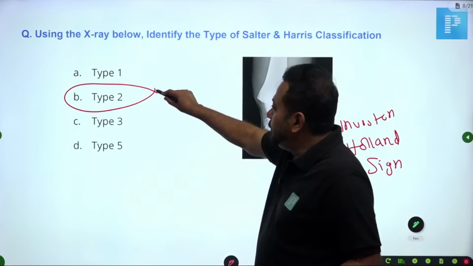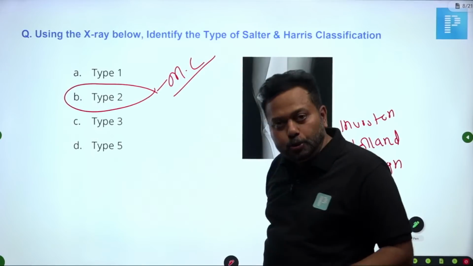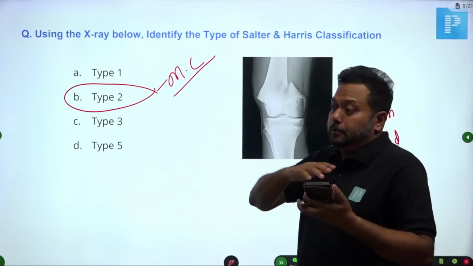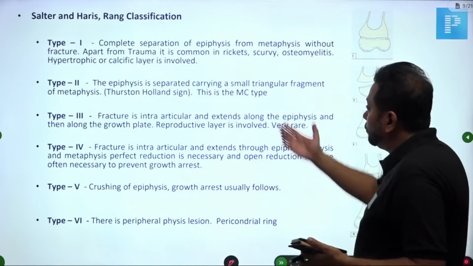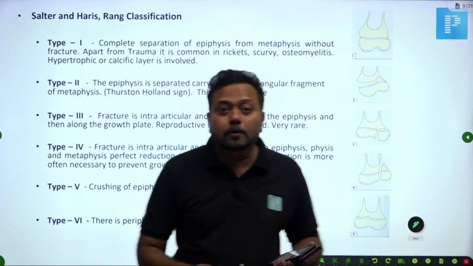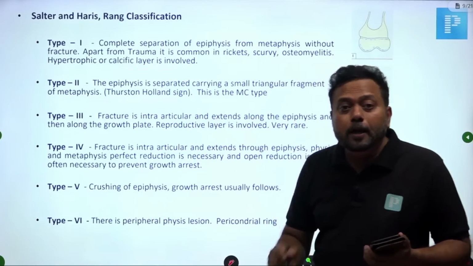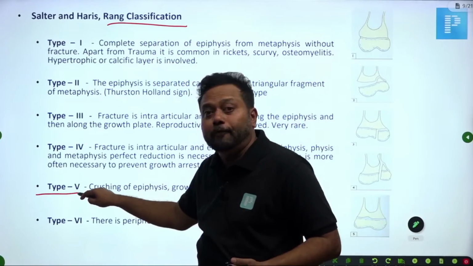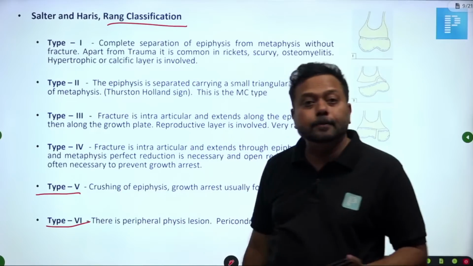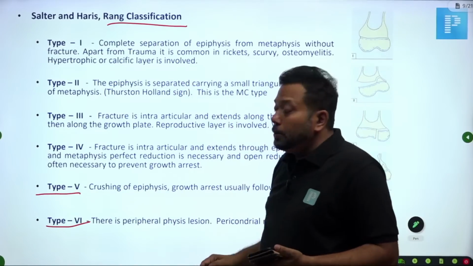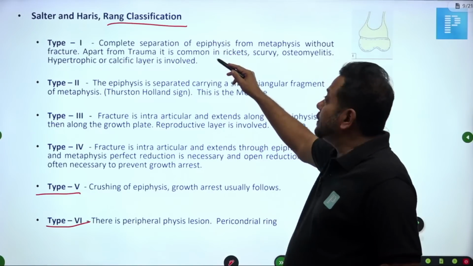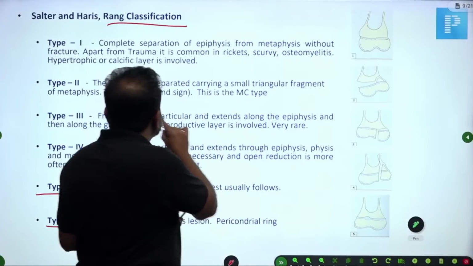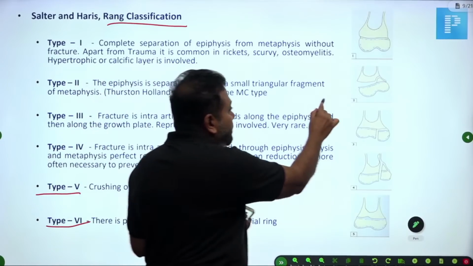And we all know this is the most common type of epiphyseal injury. It is there in our YouTube session and in our PrepLadder app; I have discussed it in detail, just go through it. Salter-Harris is no more just Salter-Harris, dear friends. It is called the Salter-Harris and Rang classification, because Salter-Harris gave only up to type 5. Rang has added type 6. So type 1 is complete separation of the epiphysis from the metaphysis without fracture. Type 2 is complete separation of the epiphysis carrying a small triangular bit of metaphysis.